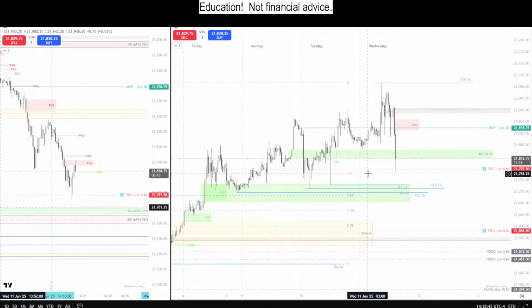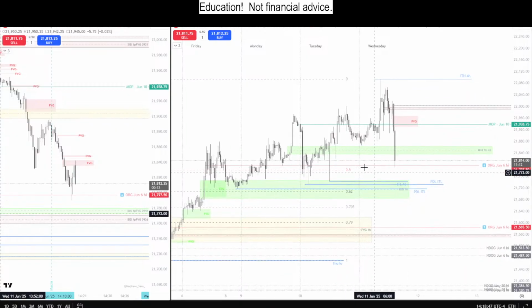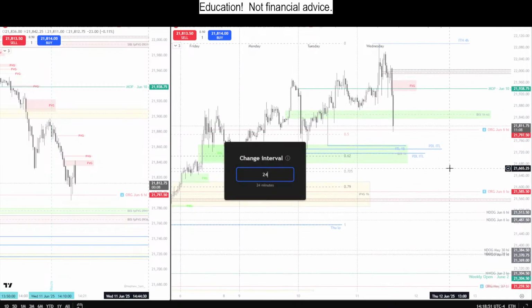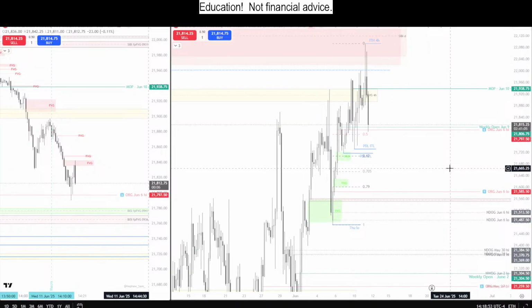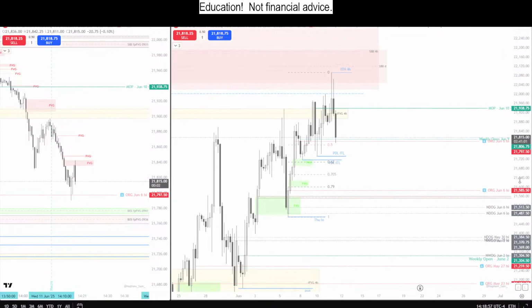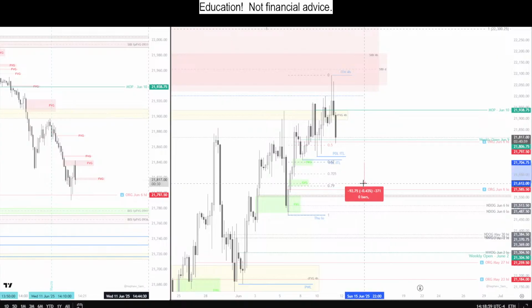Okay, so Sunday or Friday low, depending on where you like to count from. All right, so we came down. We're still above the mean threshold consequent encroachment of the higher time frame range that we put up. It's quite likely that we're going down to optimal trade entry between 62 and 79%.